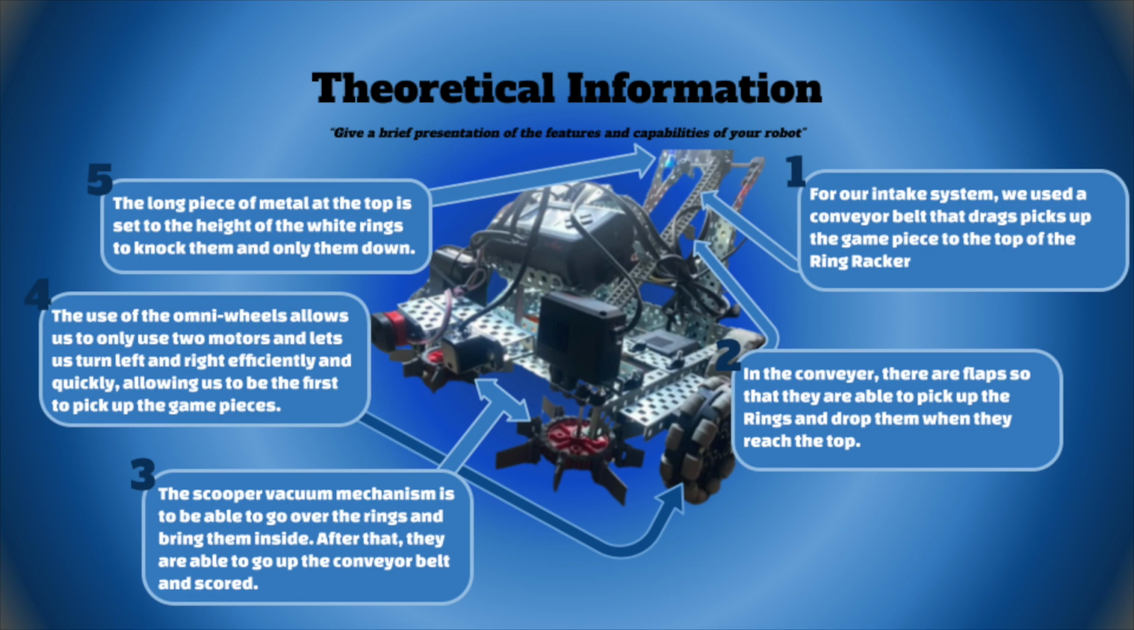The use of the Omni wheels allows us to only use 2 motors and lets us turn left and right efficiently and quickly, allowing us to be able to first pick up game pieces. The long piece of metal at the top is set to the height of the white rings to knock them down and only them down.